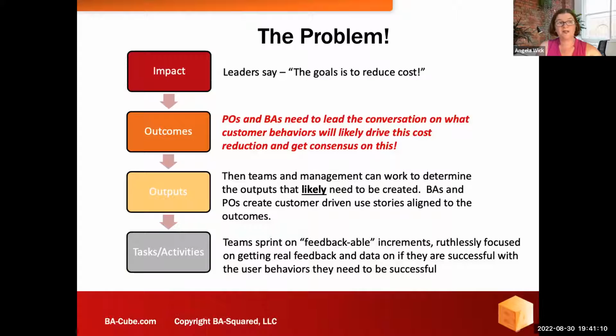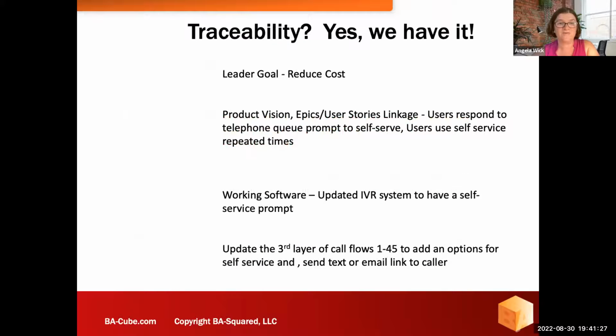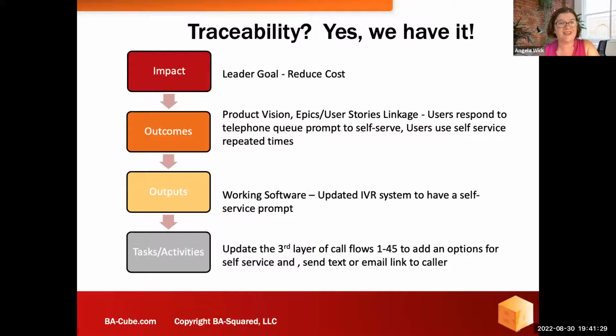So the problem is that POs and BAs need to lead the conversation on what customer behavior we're driving with the product. And that will help us create the right outputs and tasks and show value that the BAs have. Show our value that we contribute. Do we have traceability? Heck yeah, we do. Your leader goals to reduce cost, your outcomes, your product vision, epics, and user stories are all about user behaviors, by the way. If they're not, you're doing them wrong. Just going to say it.